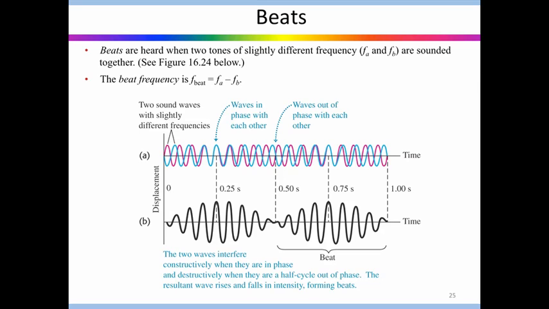In this very short video segment, we will talk about the phenomenon of beats. So, beats are heard when two tones of slightly different frequencies, FA and FB, are sounded together. You're supposed to look at the figure below.